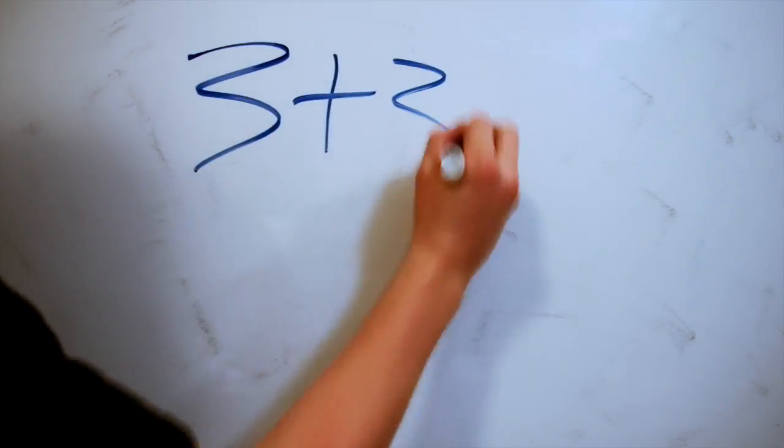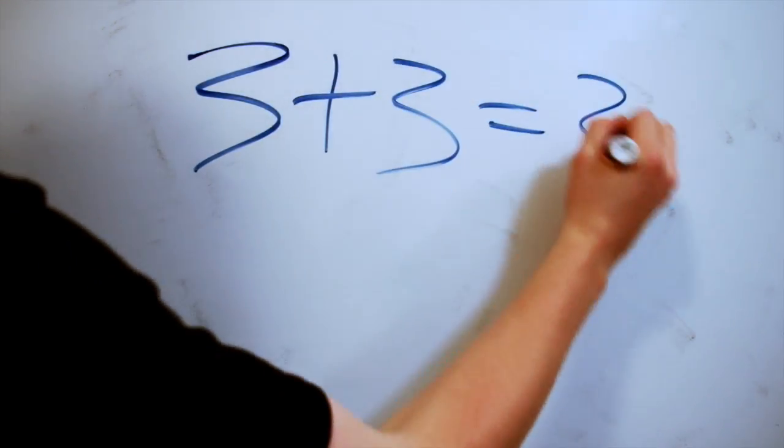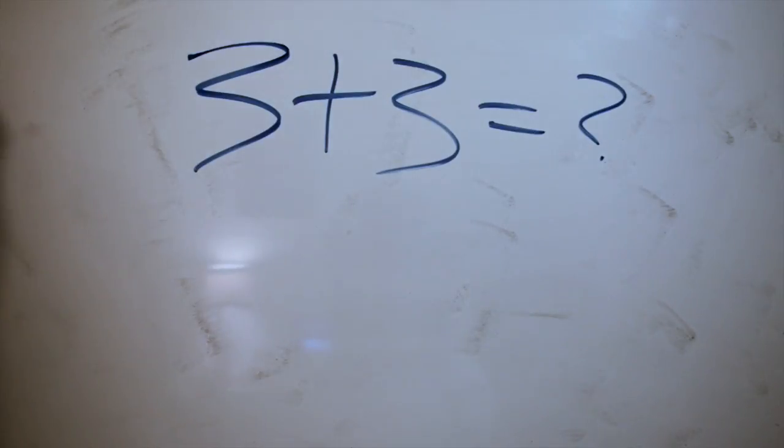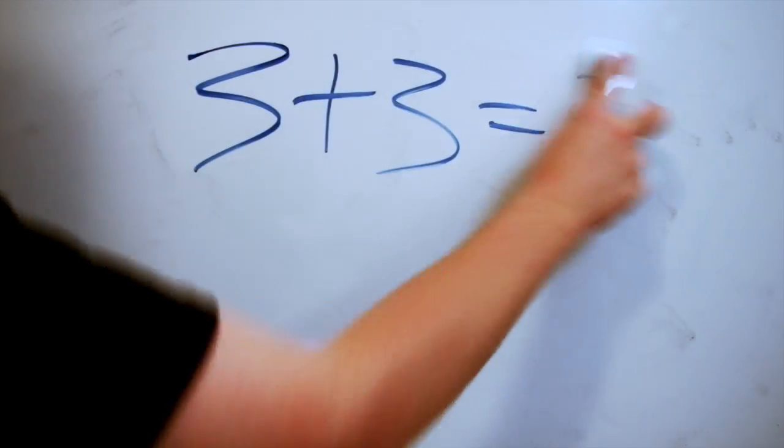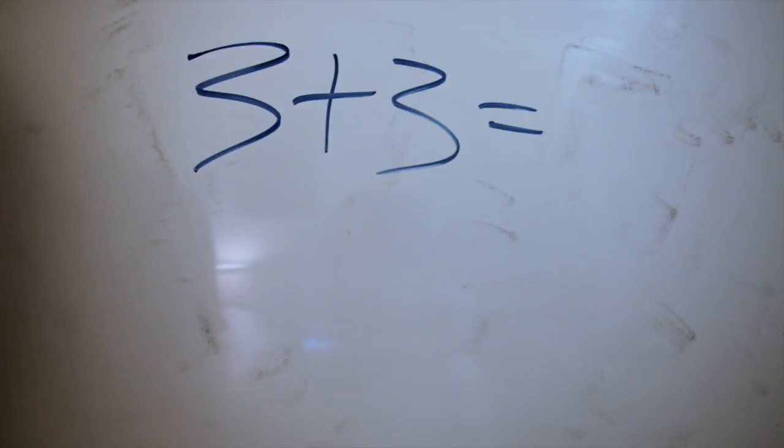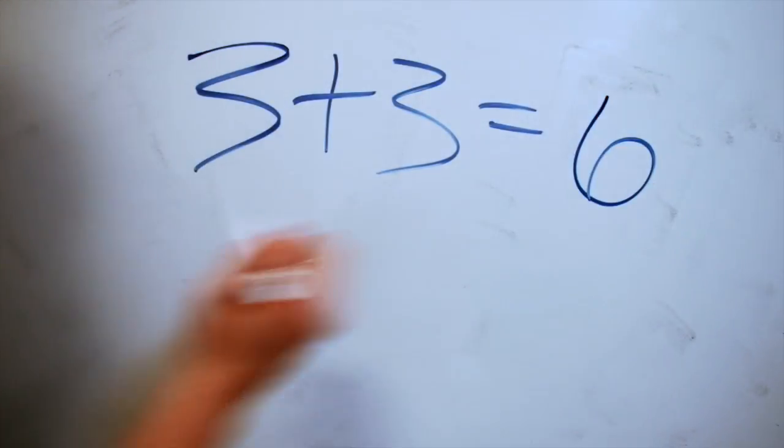Alright, so there's a 3 plus a 3. What does that equal? I don't know, man. I don't know. It's kind of tough. Oh, wait. You know what? I'm thinking it's probably going to equal about 6, right?